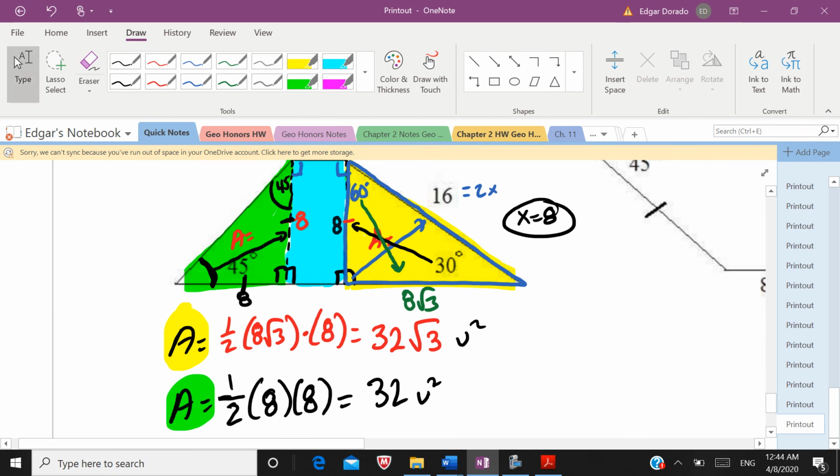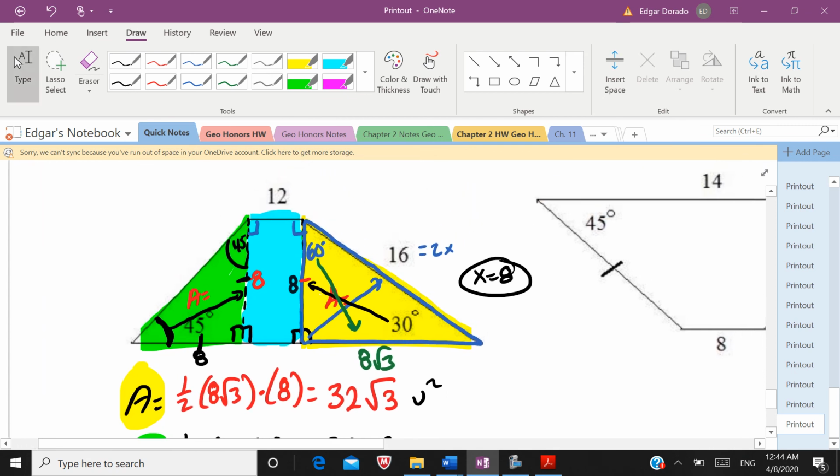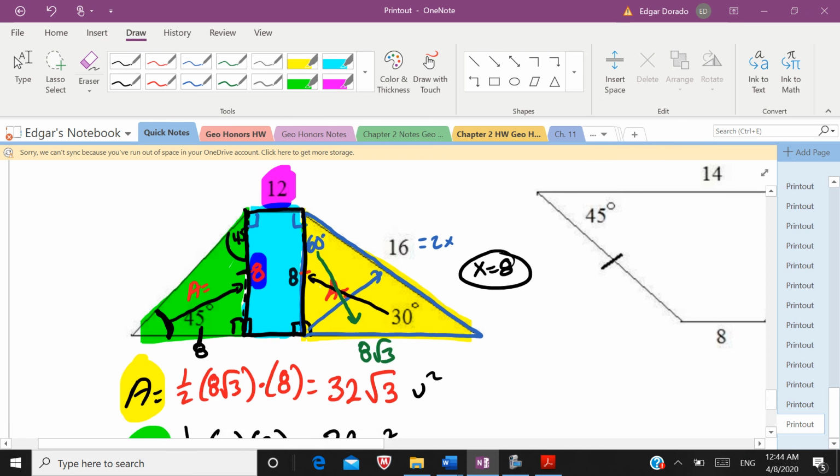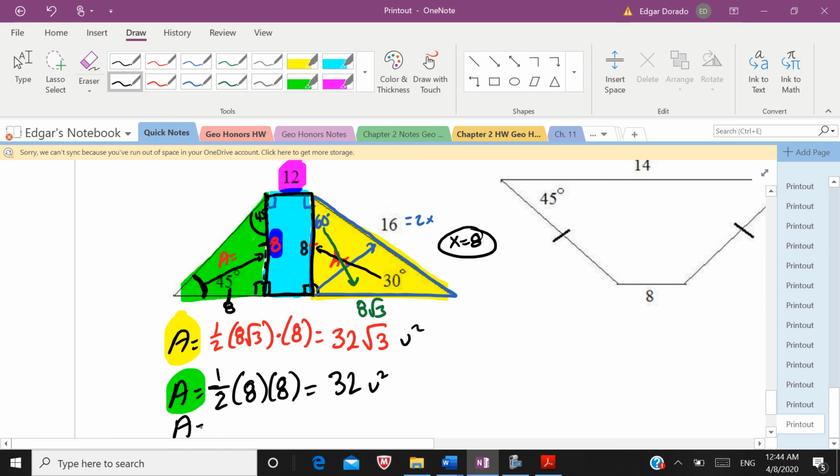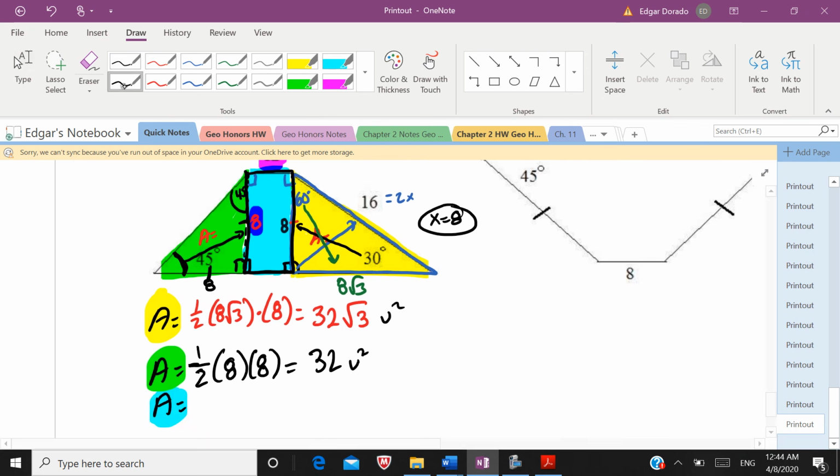All right, and the very last one, what is the area of this blue rectangle? Well, that one's actually the easier one because we have a base and a height. So area of the blue is going to be just base times height. So 12 times 8, which is going to give me 96 units squared.